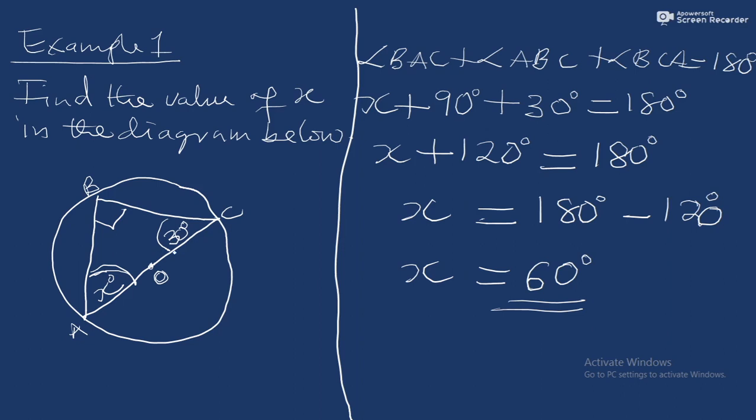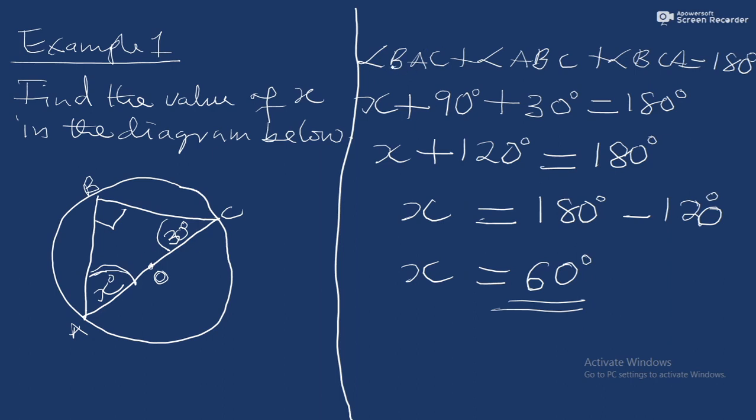And the theorem helped us to know that this angle is what? 90 degrees. So combining the theorem with our previous knowledge of plane geometry, that the sum of interior angles of a triangle is 180 degrees, we solve for x.